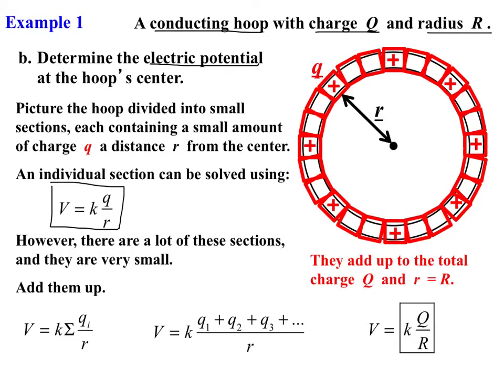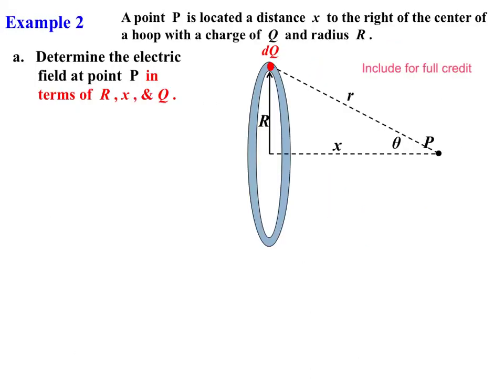But because it's a scalar, all the Q's are located a distance R away from the center. So if we sum up all the Q's, we're simply going to get the total charge on the hoop over the total distance, where R is equal to capital R. So our potential is simply V equals KQ over R.